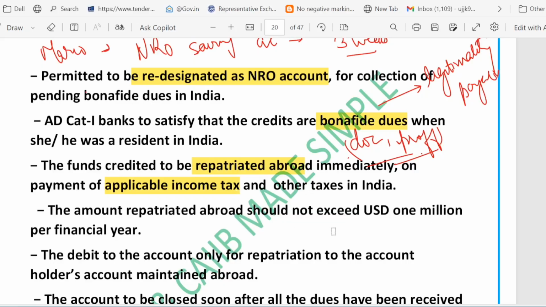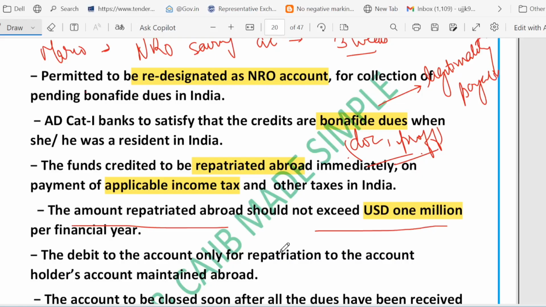Now there is a limit. The limit is US dollar 1 million. See, the amount repatriated out of such a redesignated NRO account must not exceed $1 million in a financial year. So that is the point. That means if you need to send more than that, the bank will ask you to get prior permission from the RBI, which is usually granted only in exceptional cases. So the amount repatriated abroad should not exceed $1 million per financial year.